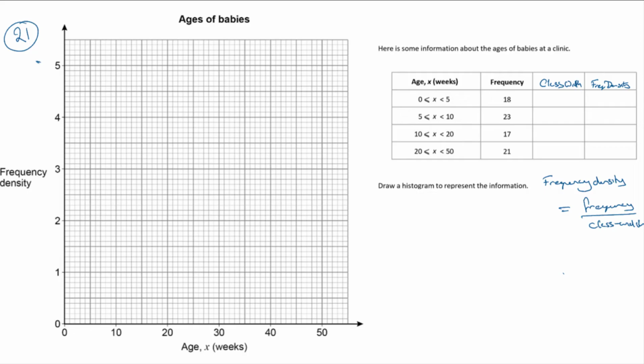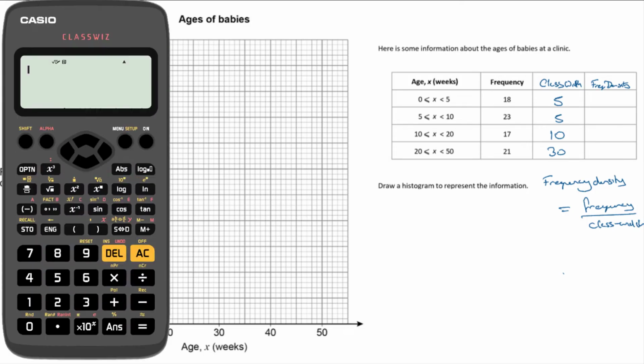So the class width from 0 to 5, 5 take away 0 is 5. The class width of 5 to 10, 10 take away 5 is 5. The class width of 10 to 20, 20 take away 10 is 10. And from 20 to 50, 50 take away 20 is 30. So they're my class widths. Then to find frequency density, what we're going to have to do is divide frequency by class width.